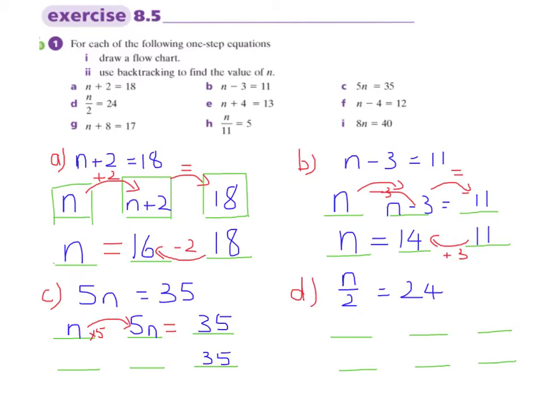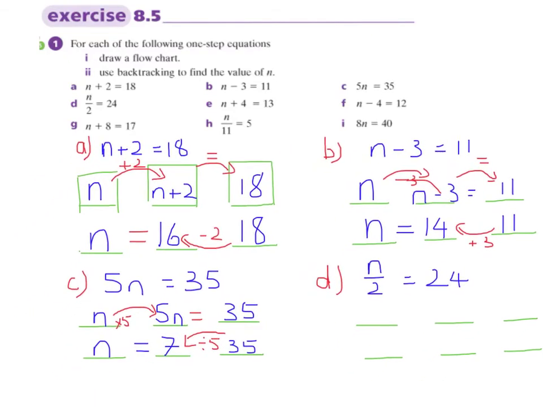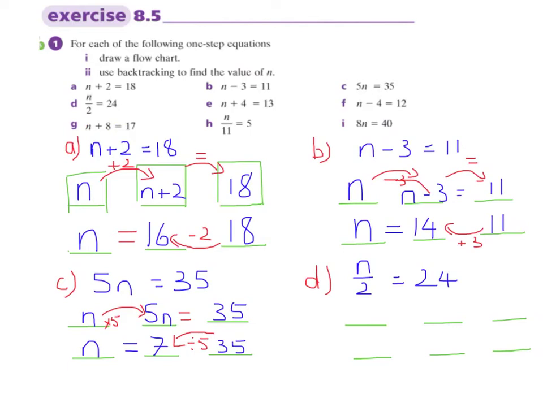What was my backtracking? If it was times 5, what's the opposite to times? Divide by 5. So 35 divided by 5 is 7. So I put my n equals. So there we go. So my answer is n equals 7. Whoops, move that whole thing. So n equals 7 here.